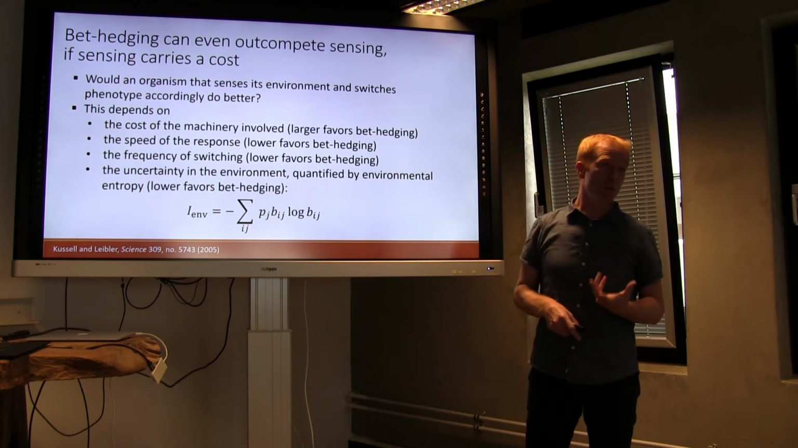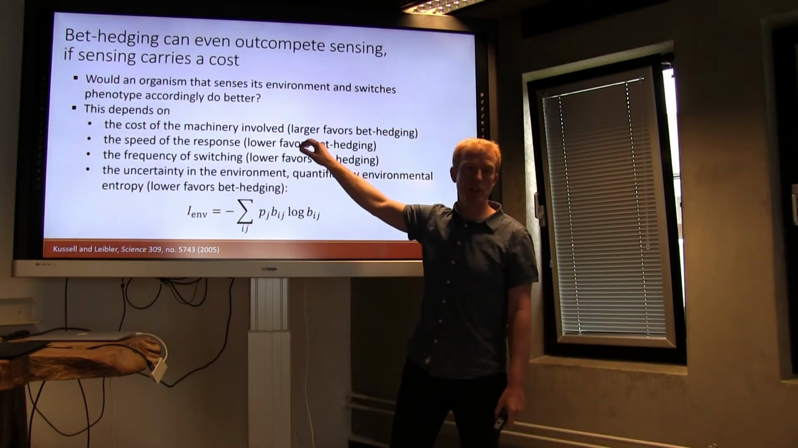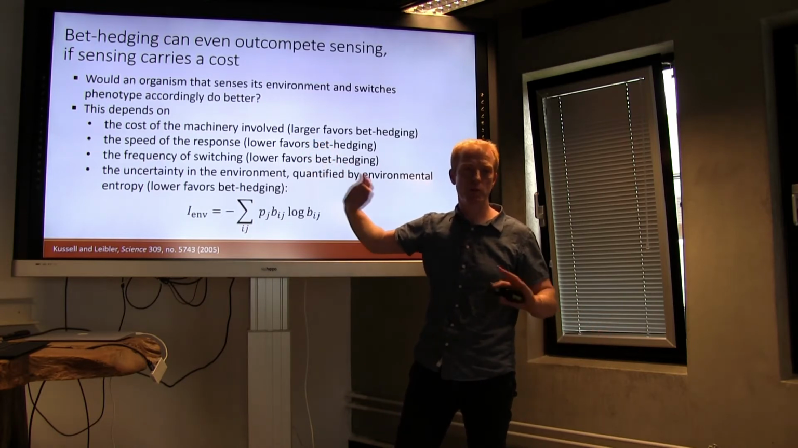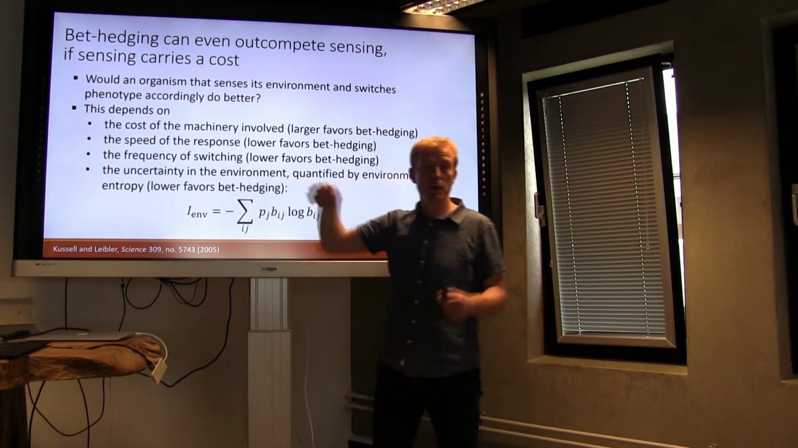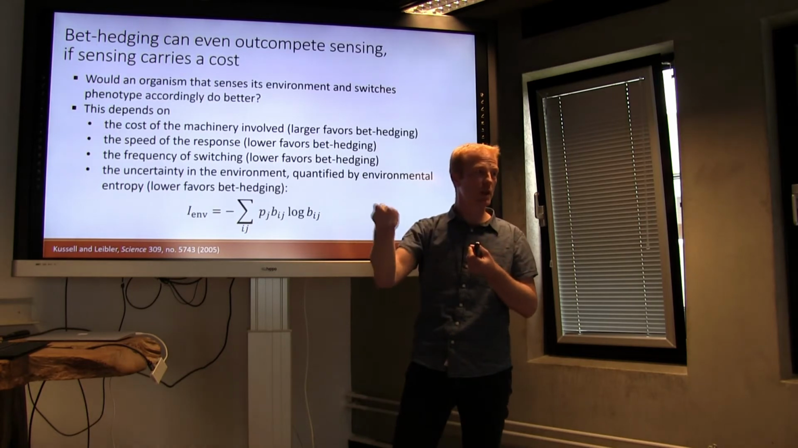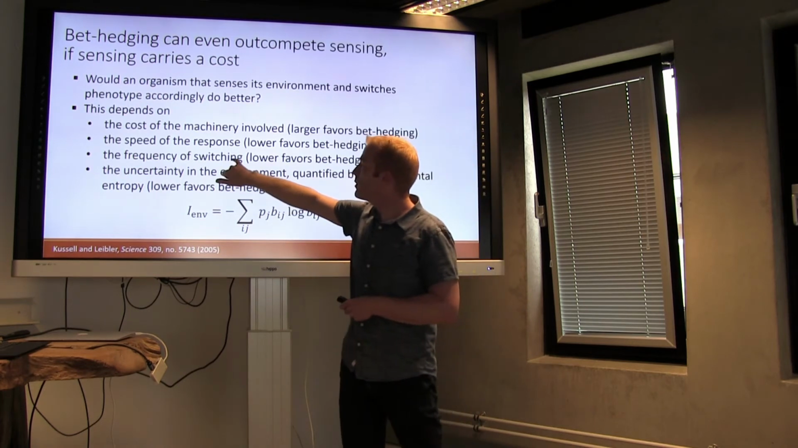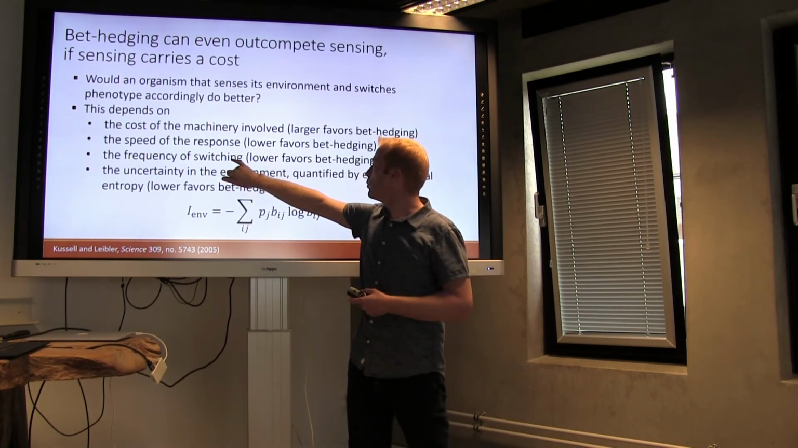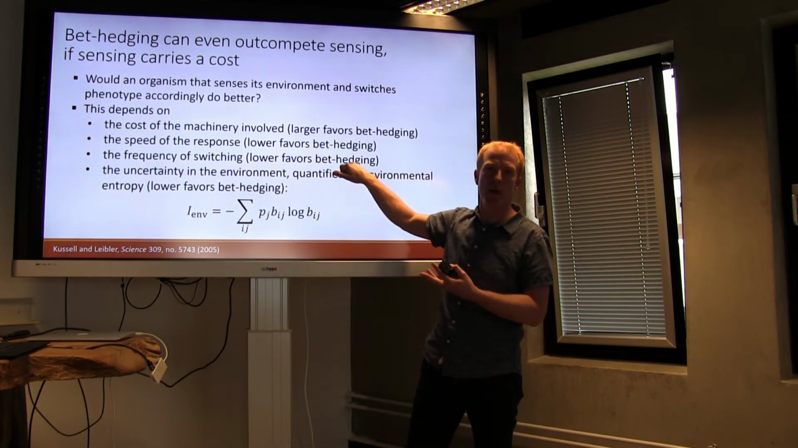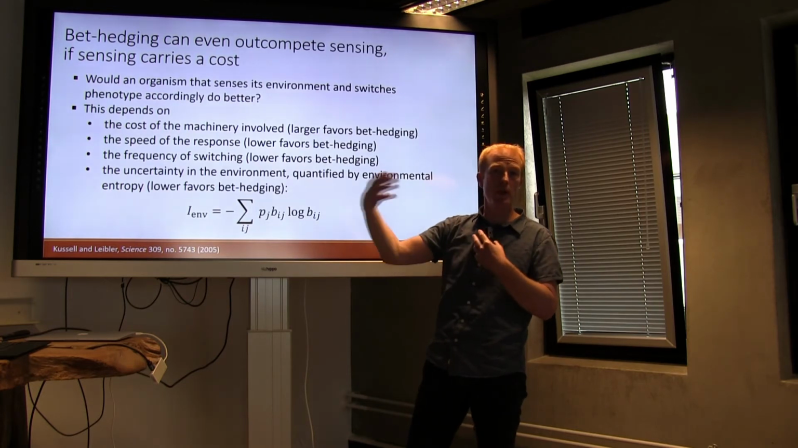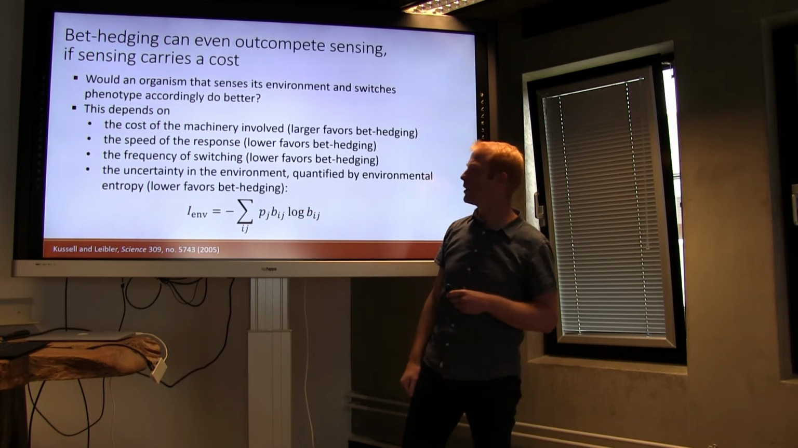Now, what will be optimal depends on all kinds of parameters. First, the cost of the machinery involved. If that cost is high, then it's certainly better to be a bet hedger, just forget about measuring and do the random thing. If the speed of the response is low, so even switching takes you time after you measure, that favors bet hedging. If the frequency of the environment's switching is low, it's nice to be a bet hedger because you don't pay the cost of having the machinery, and for long periods of time most of your population is in the right phase.